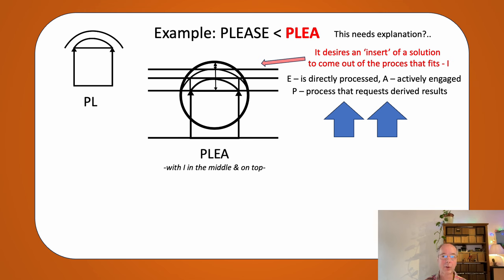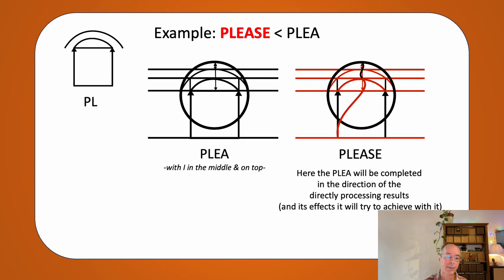This is the desire for the solution. It will desire an insert of a solution to come out of the process so that it will fit. That's exactly what the meaning and the direction of the E is, which is also more widely explained in my book. But that's what you can understand by a combination of letters. Maybe the expression of this small abstract thing is not the most perfect one, but you can already have an idea, and it might be helpful. And with the plea, this plea will be completed in the direction of all the processing results and all its effects that we want to achieve with it, as what expresses the S.